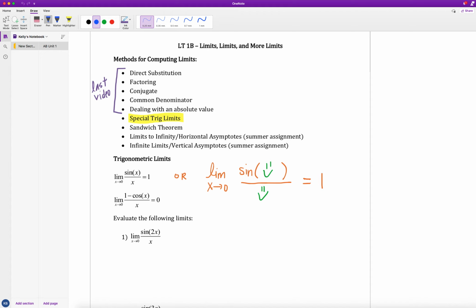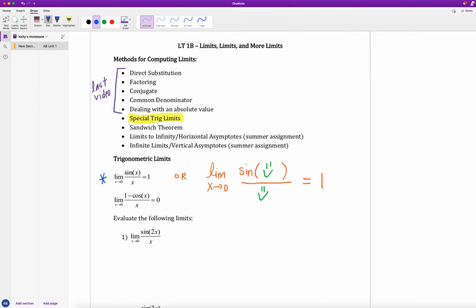In this video, we're going to only talk about one type of limit. We're going to focus in on what we call special trig limits. So down below here, I have two special trig limits for us, and in this video, we're going to just focus in on the first one, which says that the limit as x approaches 0 of sine of x over x is equal to 1.